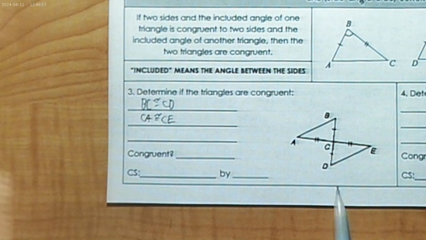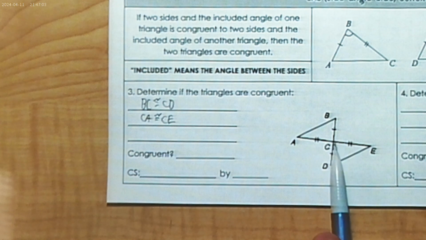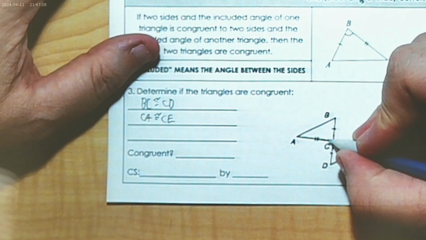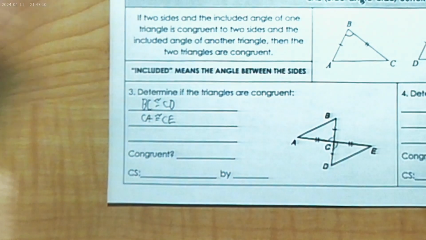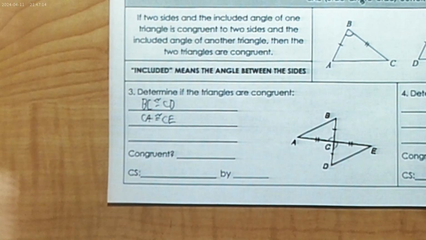Now I need to have the angle. The only angle that's between these two is obviously angle C. The good news is I know for a fact that these two angles are equal to each other. The reason that I know that is because they are vertical angles. For those of you that have been in my class long enough, you know that vertical angles are my absolute favorite types of angles because they are always equal.